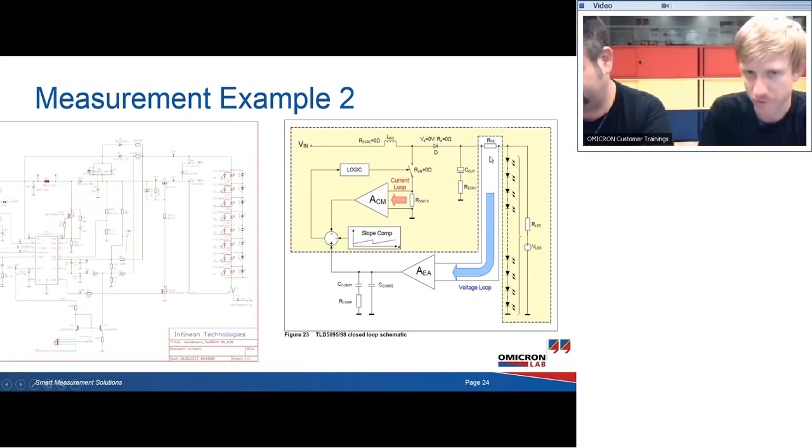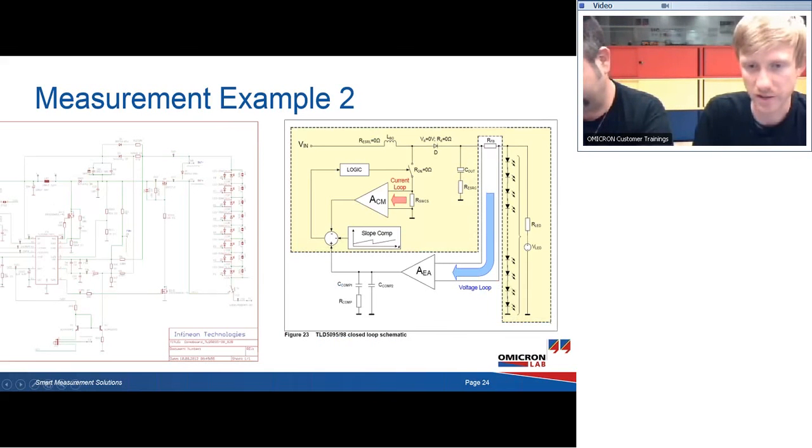And we have a feedback resistor, a current sense resistor, that creates a voltage that is proportional to the current that runs through the LEDs. So we have a current source that is controlled by a voltage loop.